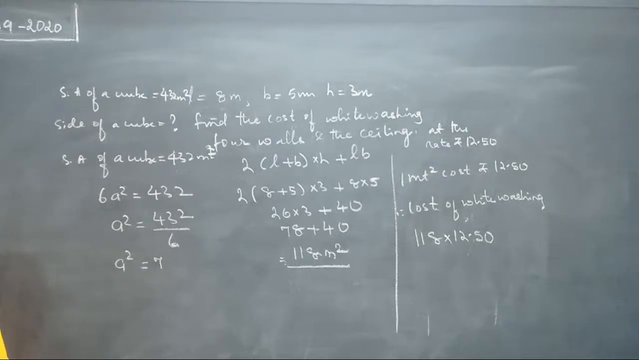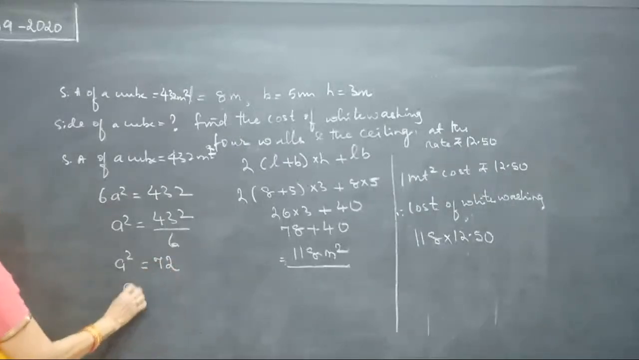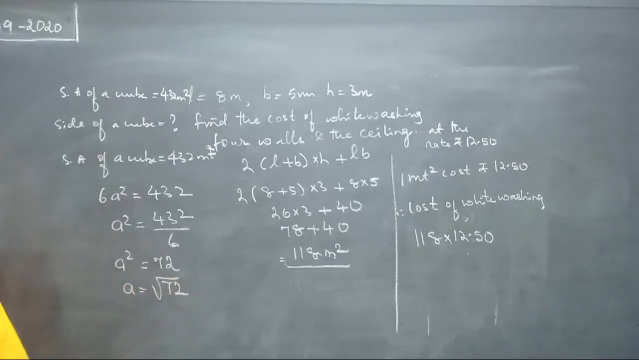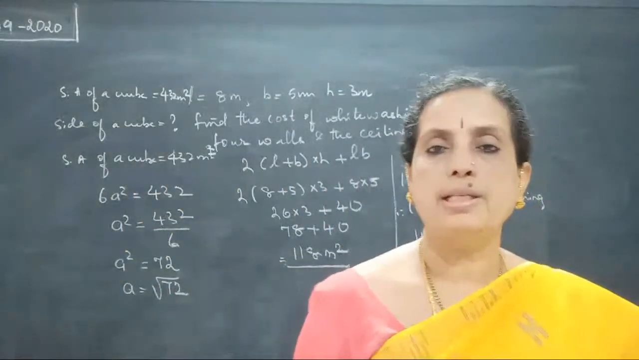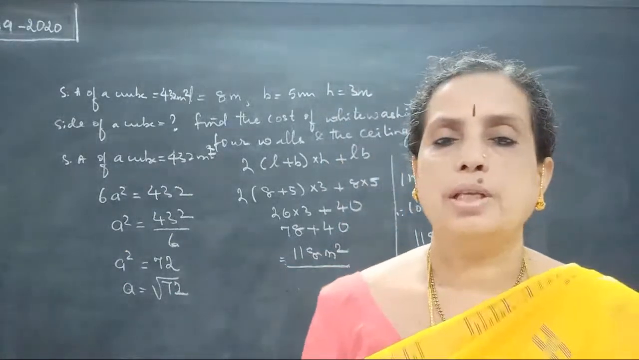What is the answer? 72. So a equals root of 72. How can we write root 72? 36 into 2, it is 6 root 2. So the side of the cube is 6 root 2.